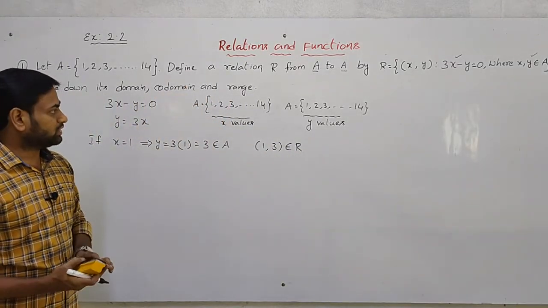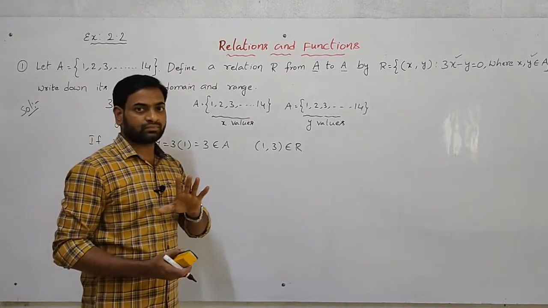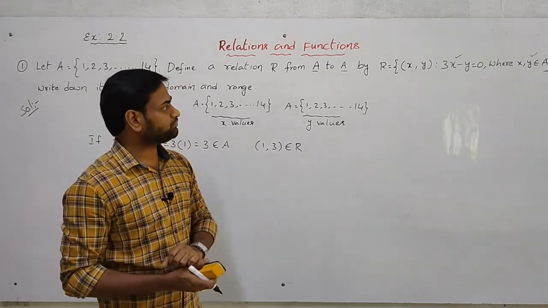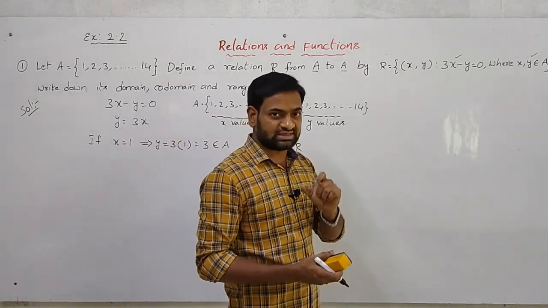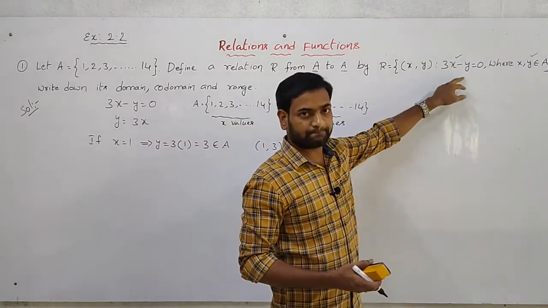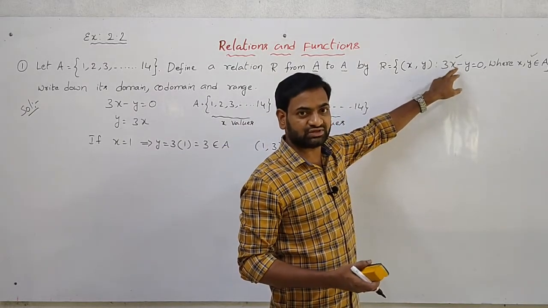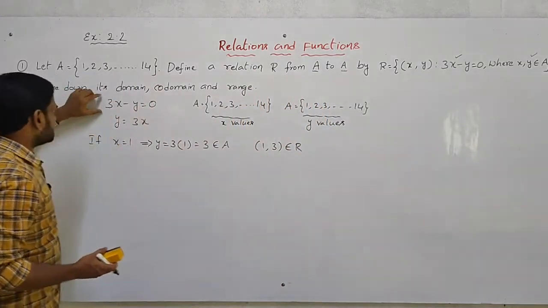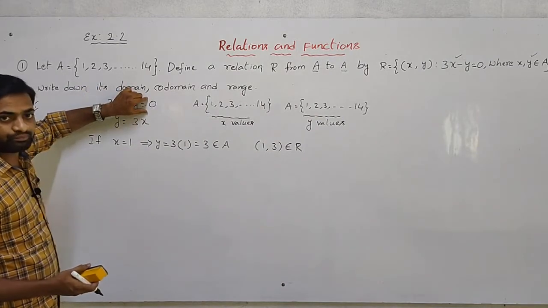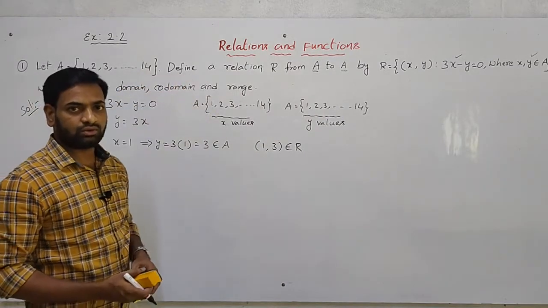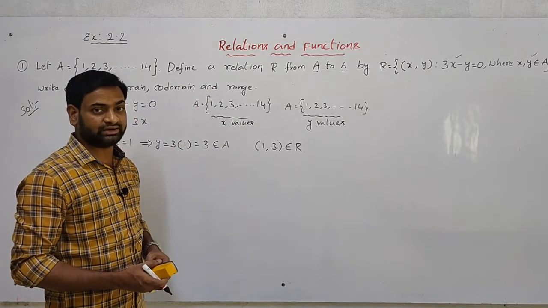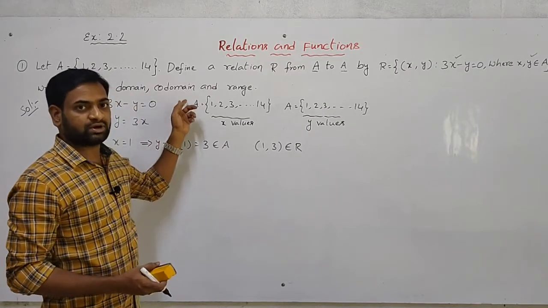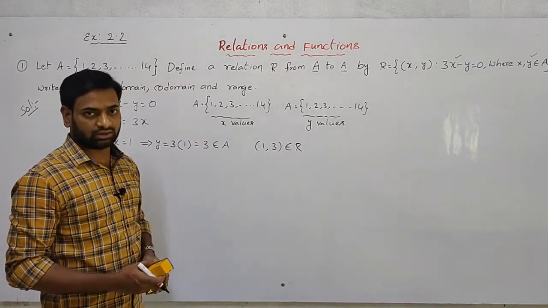Here you have to remember one thing. Which ordered pairs do we have to take? Which ordered pairs satisfy this equation? Those ordered pairs we have to take. That means if 3x minus y equal to 0, then x, y belongs to the relation. That is the condition given. If 3x minus y equal to 0, then x, y belongs to capital R.